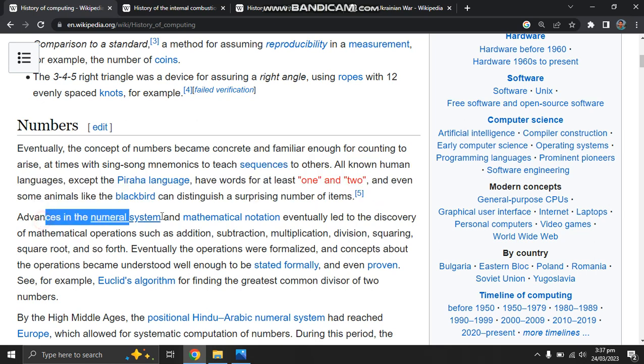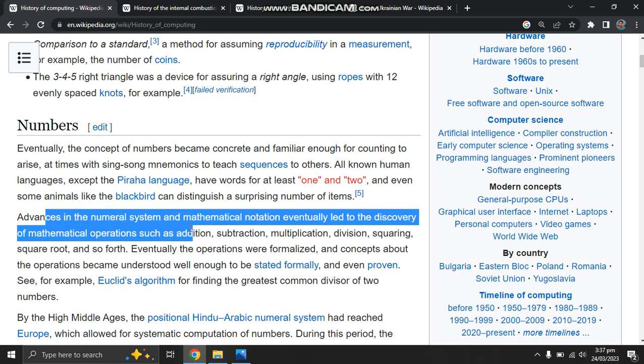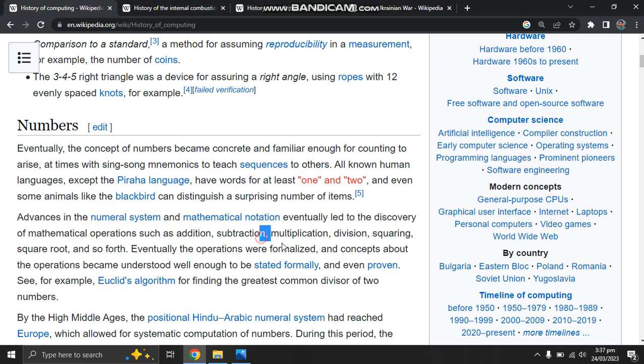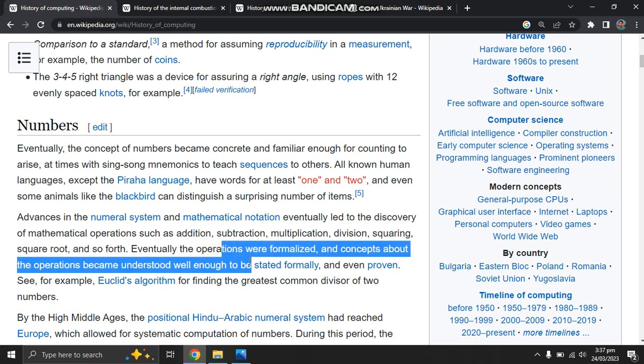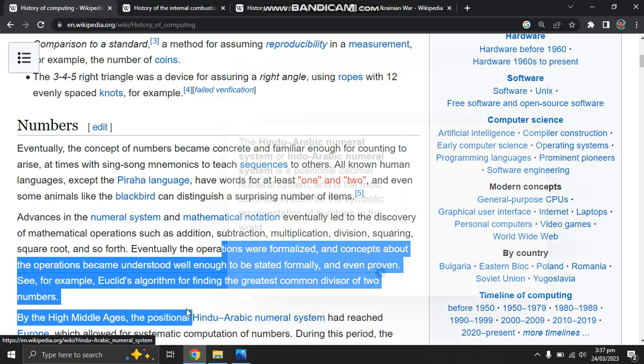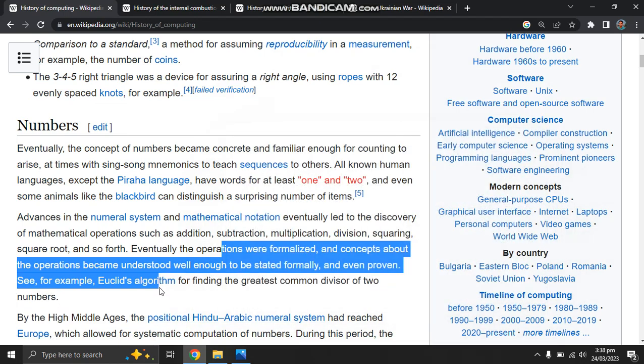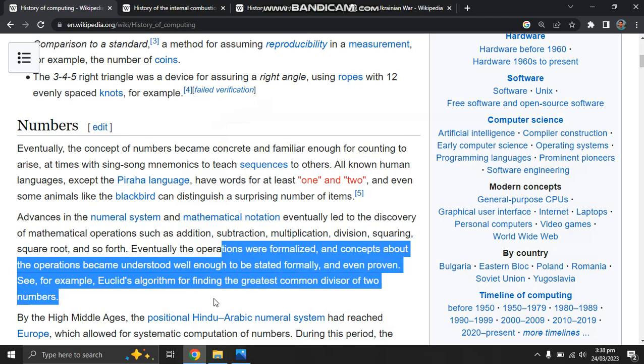Advances in the numeral system and mathematical notation eventually led to the discovery of mathematical operations such as addition, subtraction, multiplication, squaring, square root, and so forth. Eventually, the operations were formalized, and concepts about the operations became understood well enough to be stated formally, and even proven. See, before Euclid, the algorithm for finding the greatest common divisor of two numbers.